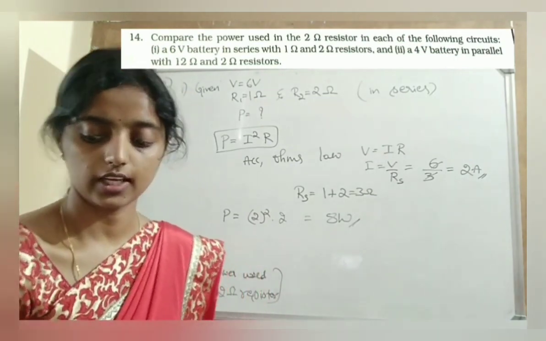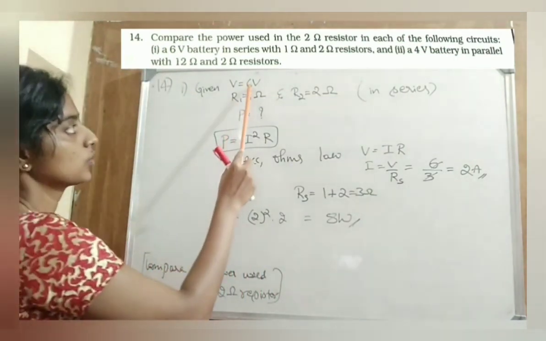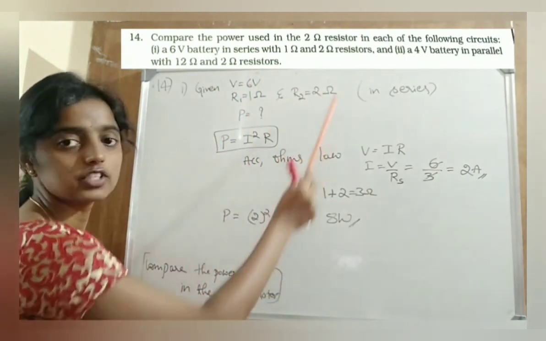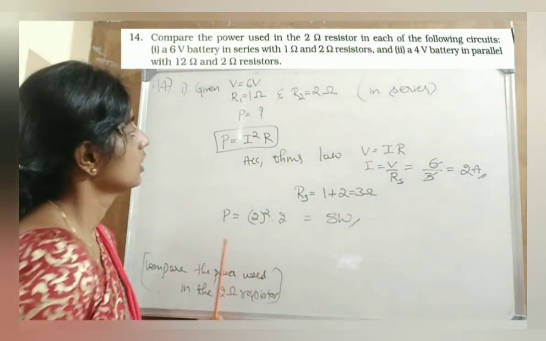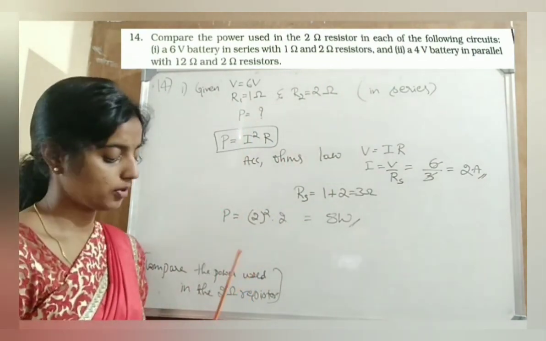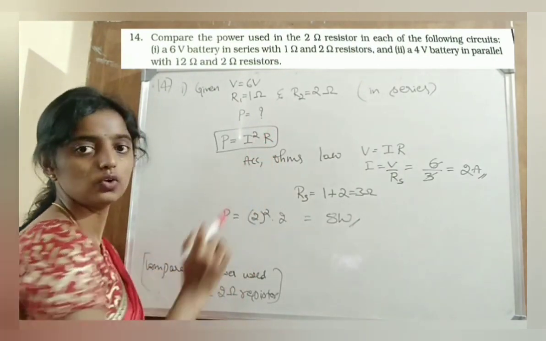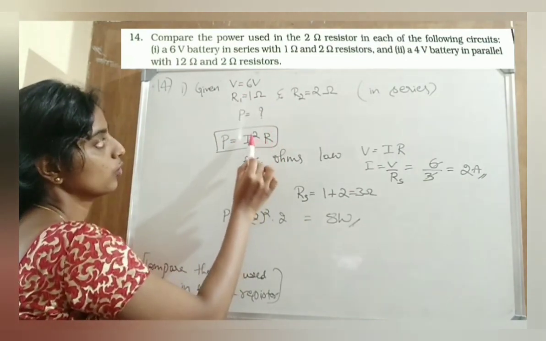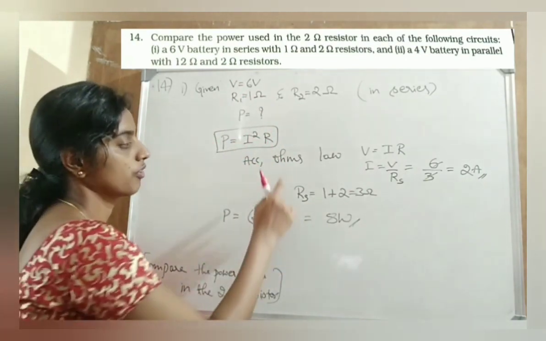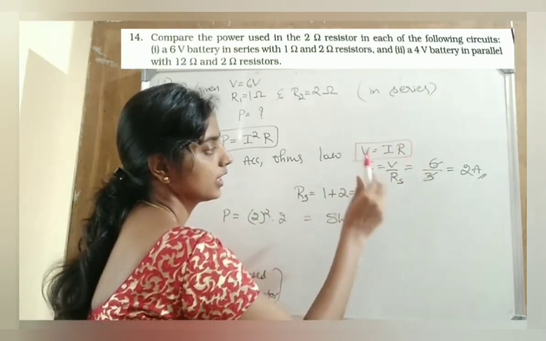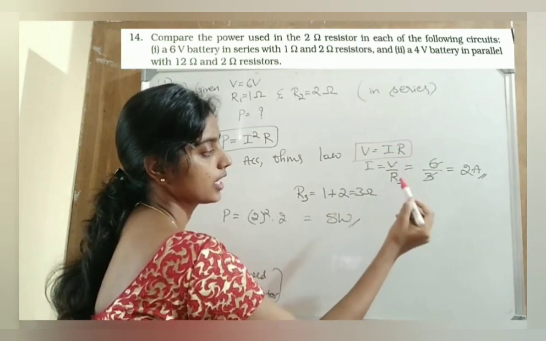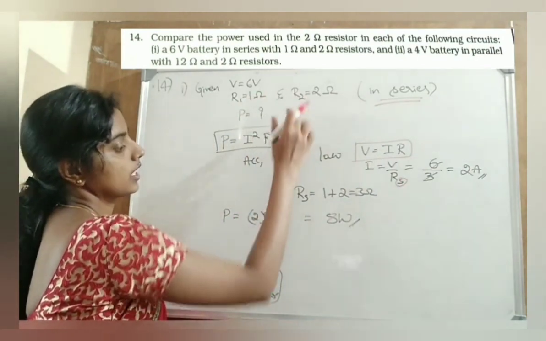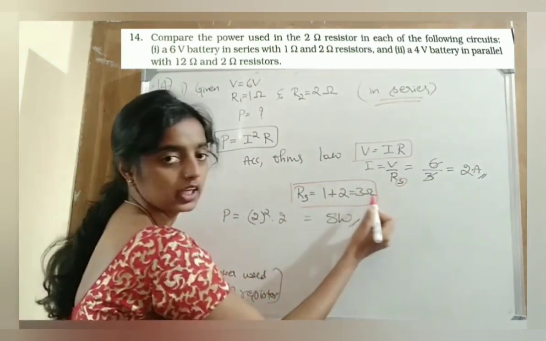In the first question, V is given as 6 and we have 2 resistors, R1 and R2, 1 and 2 ohm, which are connected in series. We need to calculate power. So what is the formula of power? I square into R. Look at the given, we have V, we have R, but we don't have I, current is not given. So from Ohm's law, we will find out current. I is equal to V by RS. Here they are connected in series and we have 2 resistors. Calculate them, we will get 3 ohm.